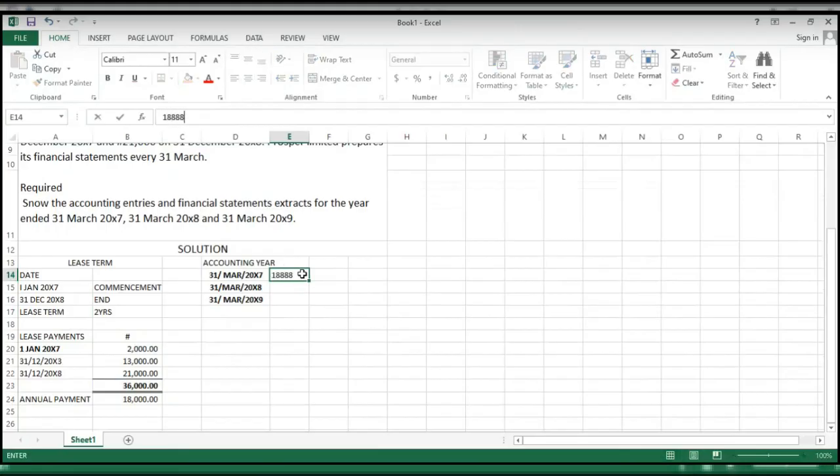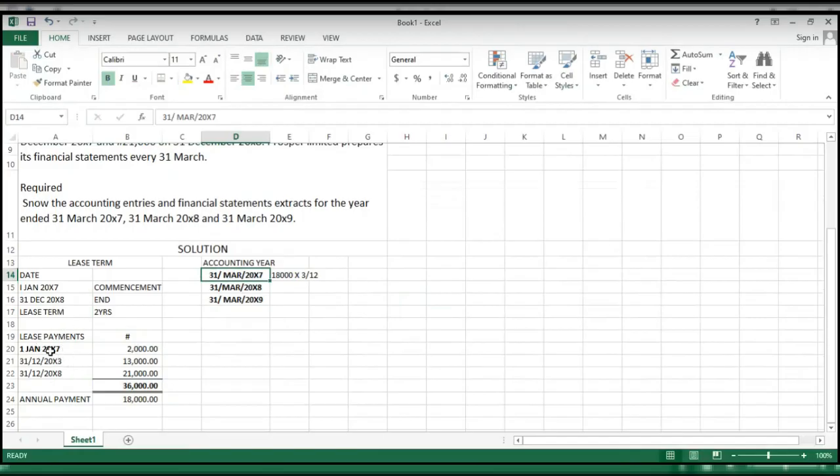18,000 times 3 divided by 12. That is 3 months out of 12 months. Because 20x7 will have, what? 18,000 allocated to its arrangement under the lease arrangement.